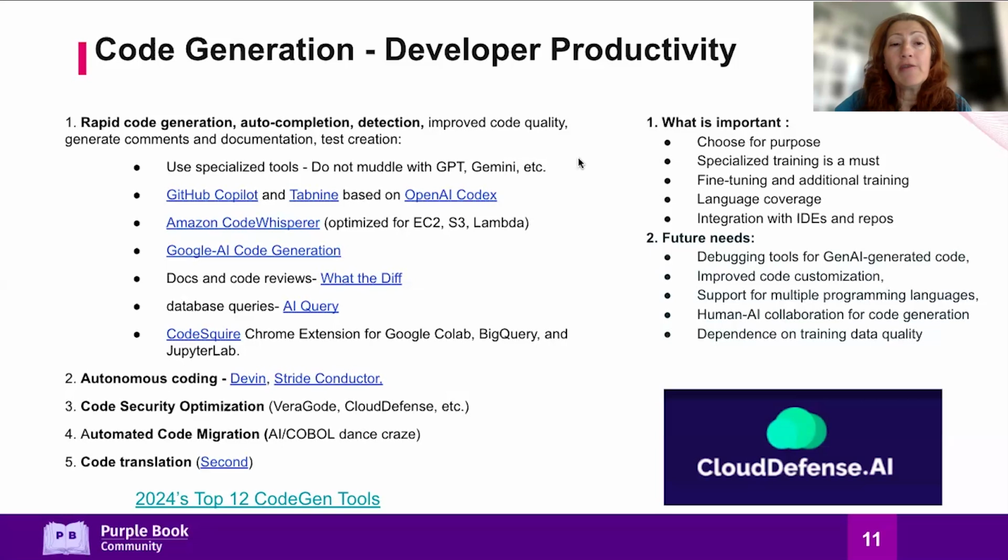Now, if you're looking for code reviews or documentation, Diffblue is probably a good tool, right? If you're writing database queries, AI query, or if you're a data scientist kind of struggling to connect to Google Colab, BigQuery, Jupyter Lab, there's a Chrome extension, CodeSquare, that allows you to connect and work with it. So my first important bullet is choose for purpose.